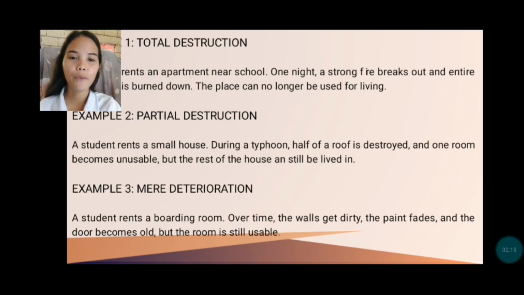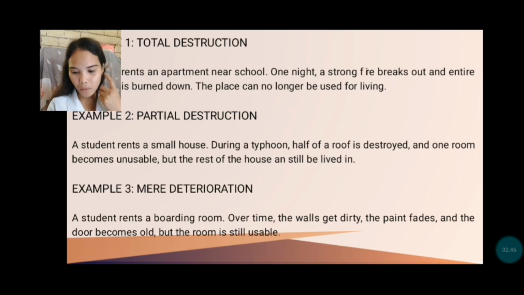Okay, in example 3, mere deterioration. A student rents a boarding room. Over time, the walls get dirty, the paint fades, and the door becomes old, but the room is still usable. This is mere deterioration, not destruction. But this mere deterioration, the law does not apply. The law on destruction does not apply because the room still exists and can still be used.